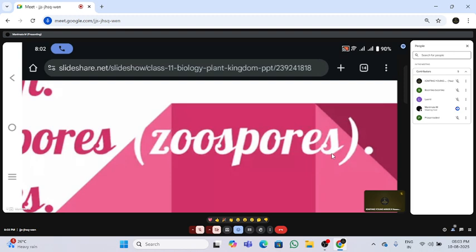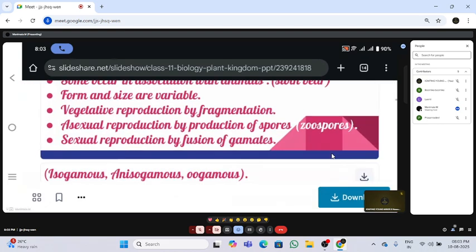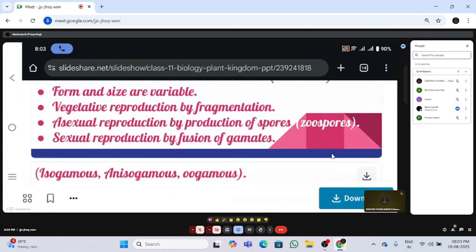A group of zoospores or aplanospores surrounded by mucilage is called the palmella stage. For example, Chlamydomonas undergoes the palmella stage. So this is the way asexual reproduction takes place.